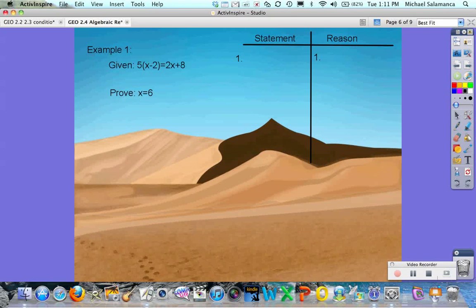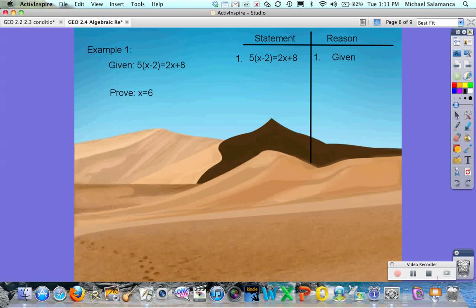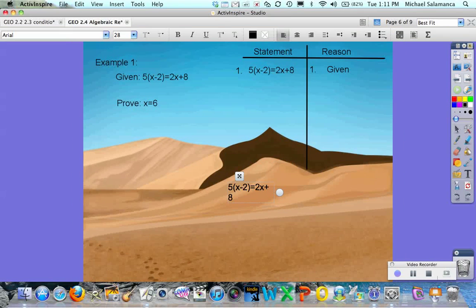Your statement is always going to be your first part of the given. So in this place, this was given, and the reason why we know that is because it was given. Now sometimes these look a lot more confusing than they need to be. The best way to approach these is just to solve it as if it were a normal math problem.